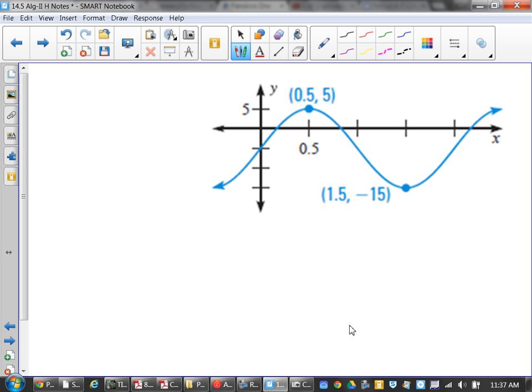We have our two ordered pairs. Notice that the graph starts at the origin, goes up, past the origin, goes down, and back up. How many times did it touch where it started? 3. So is this going to be sine or cosine? It's got to be a sine graph. Okay?